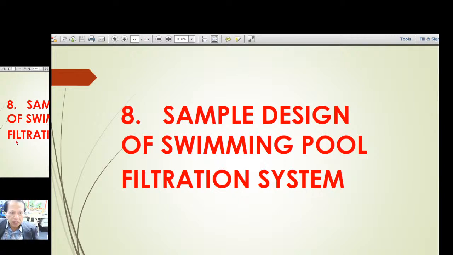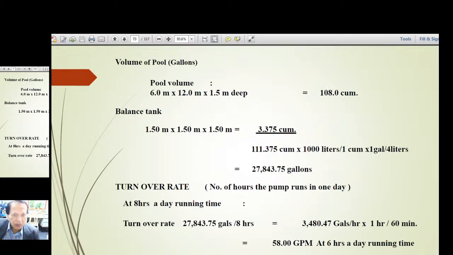Sample design of a swimming pool filtration system. So now we are already in number 8 here. We have done this earlier, we are just showing it in sample calculation form. Of course, this one now has a bigger volume, no? 6 meters wide by 12 meters long and 1.5 meters deep, so 108 cubic meters.